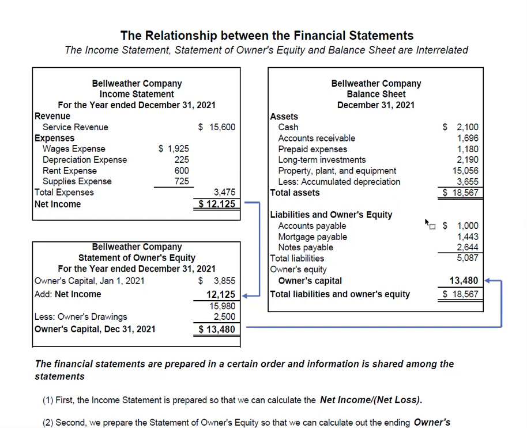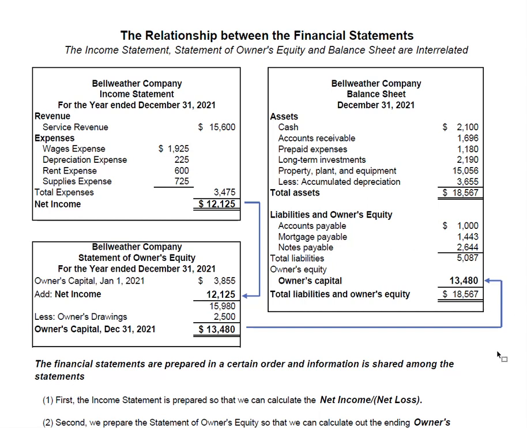total assets. Next, we move on to liabilities and owner's equity, and we list out the three liabilities that we have: accounts payable, mortgage payable, notes payable. We start with a dollar sign. We have our line to indicate there's a subtotal, and it's $5,087. That's our total liabilities. Next, we have our heading, owner's equity. Then we have our owner's capital account. Remember, that's coming from our statement of owner's equity. It comes around 13,480.